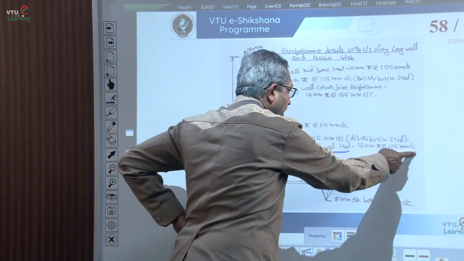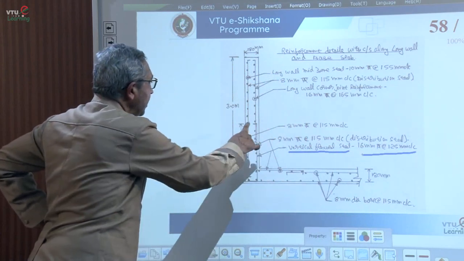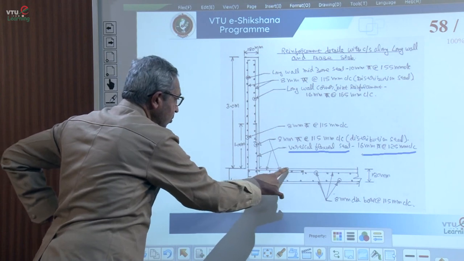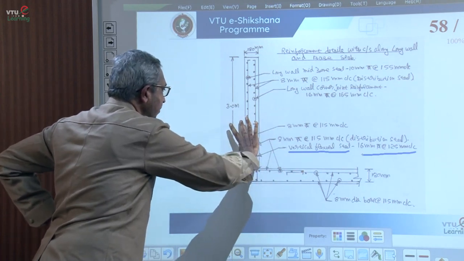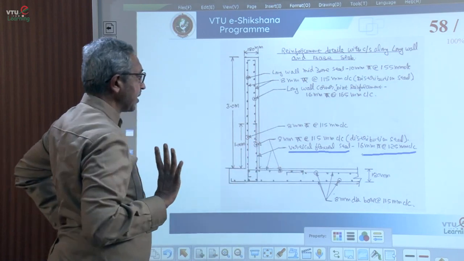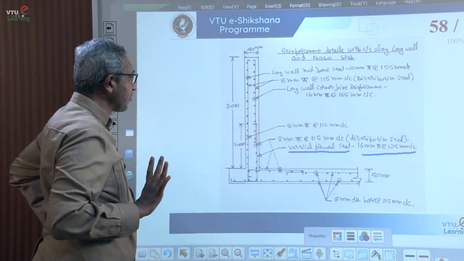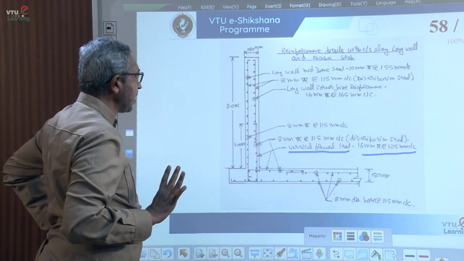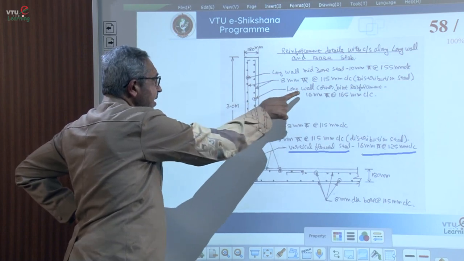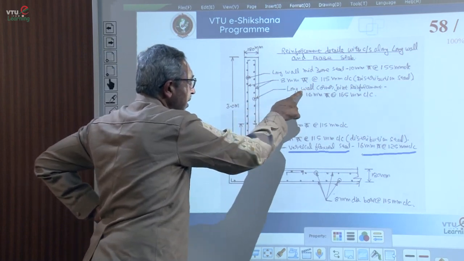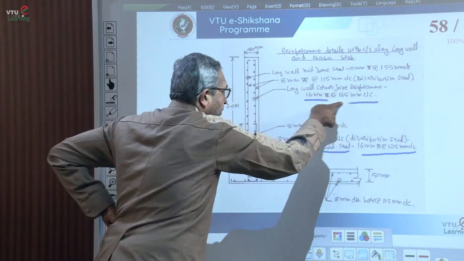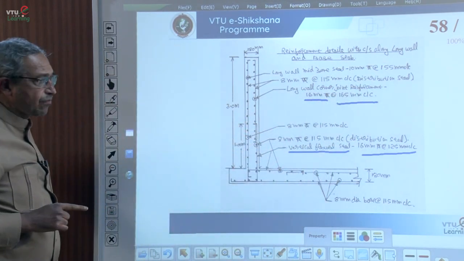Of 10 mm diameter at 125 mm center to center. This steel provided forms a loop and gets anchored there. And this is 1 meter, 0.33 times of A. And this also will be 1 meter, where it is going to anchor in the base slab. This is about the vertical steel. And next, what I have shown in the circle is the reinforcement for the long wall corner joint, 10 mm diameter at 165 mm center to center.